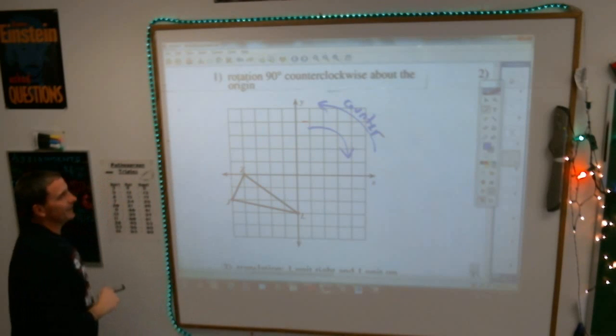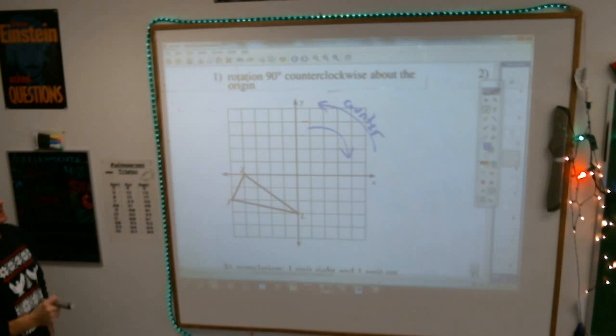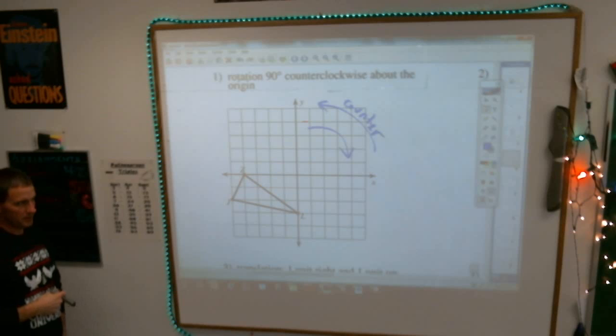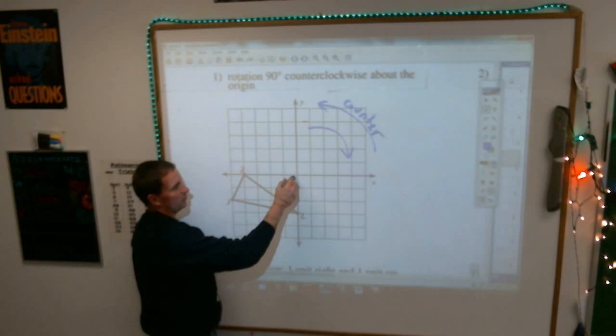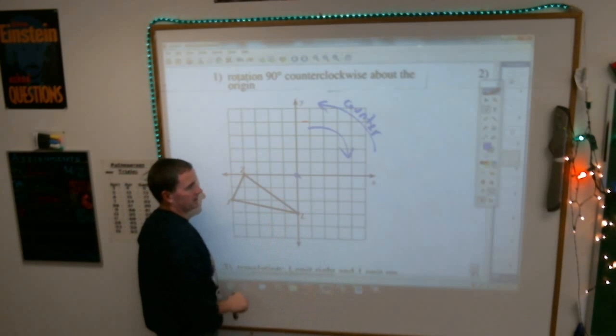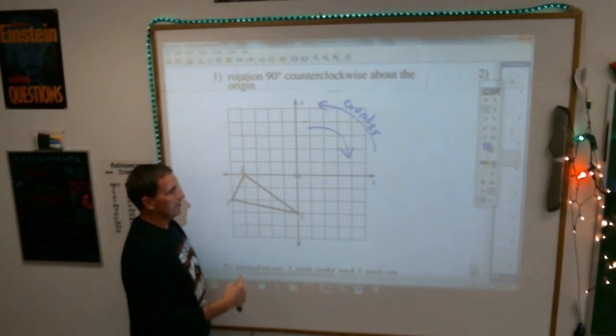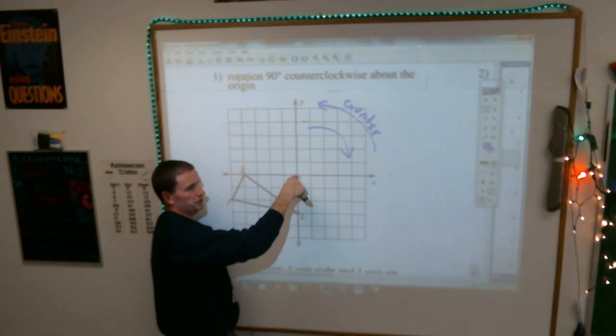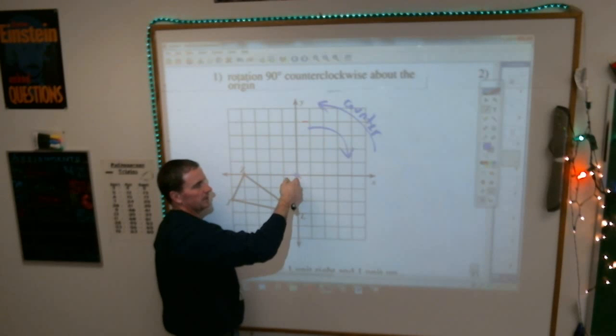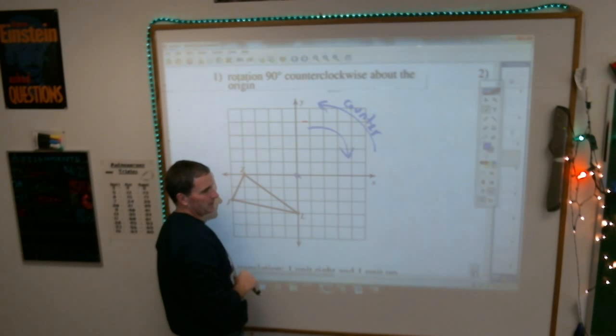So I am going 90 degrees counterclockwise about the origin. So here is my origin, and you have to think about this like this. This would be if you stuck a pin at the origin and turned the paper 1/4 of a turn, because 90 degrees is 1/4 of a turn. How would this shape turn and look over there?